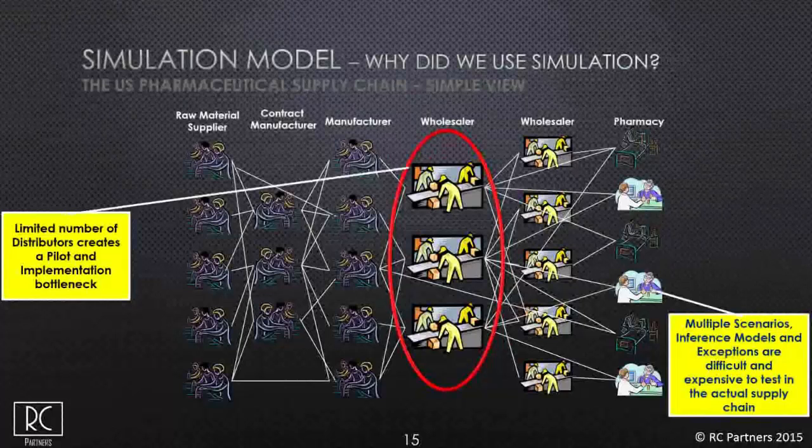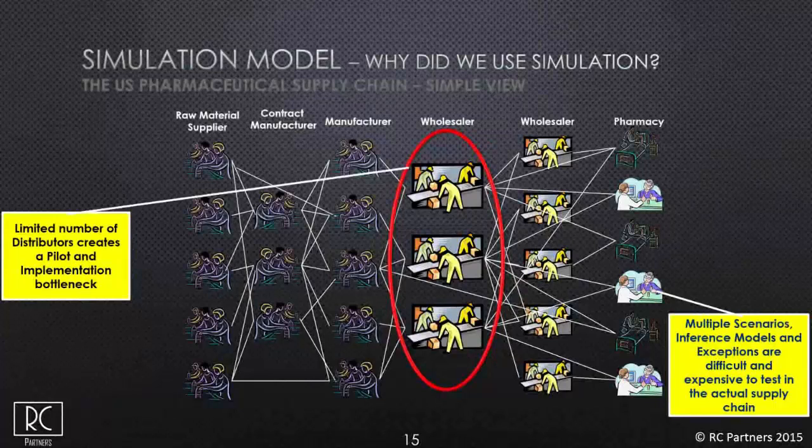So we needed to have a clear understanding of how this would flow, how we could manage exceptions, whether, in the end, it would be able to provide more security for the U.S. supply chain.